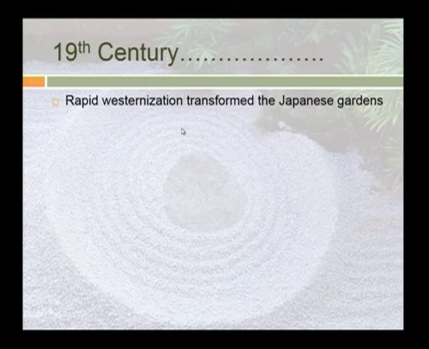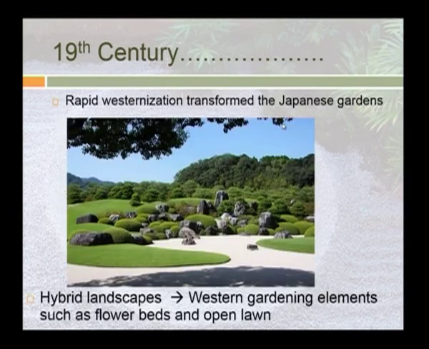In the 19th century, rapid westernization transformed the Japanese gardens. As a result, western garden elements such as flower beds and open lawns were introduced into the Japanese gardens.